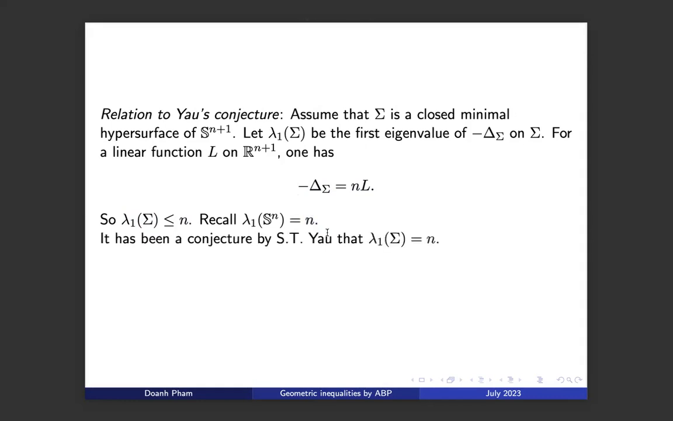Then it has been a conjecture by S.T. Yau that the first eigenvalue is actually n for any closed minimal hypersurface of S^(n+1). In this direction, Choi and Wang in 1983 proved that the first eigenvalue of sigma has to be at least n over 2. And this inequality is actually strict. That was pointed out by Brendle. So this inequality is strict.